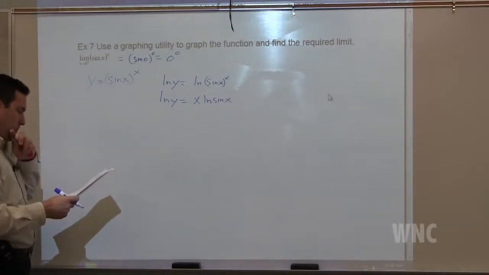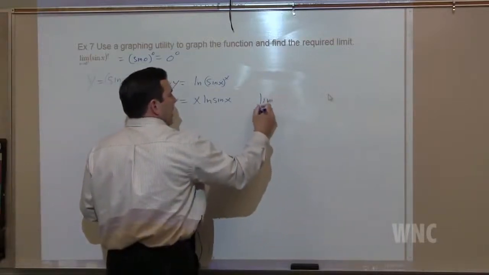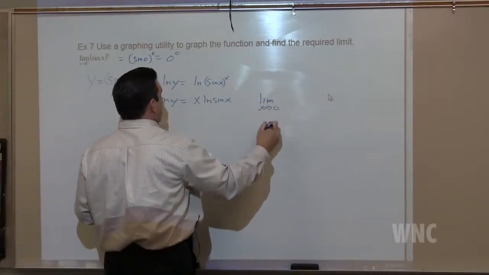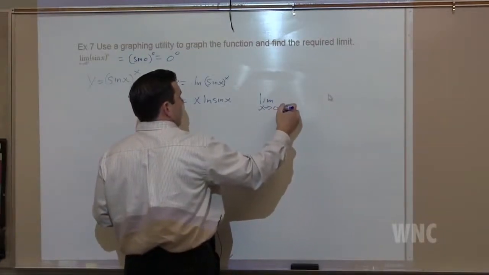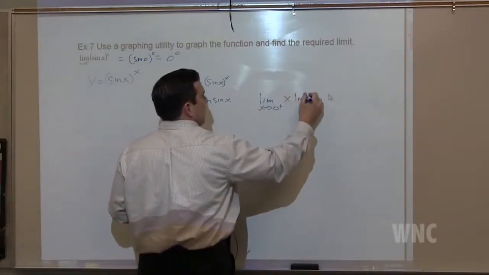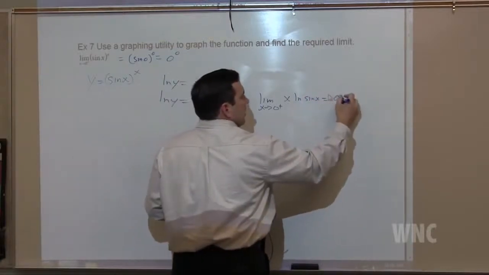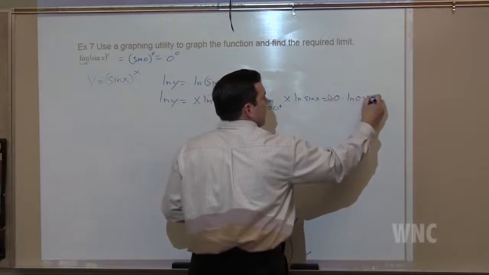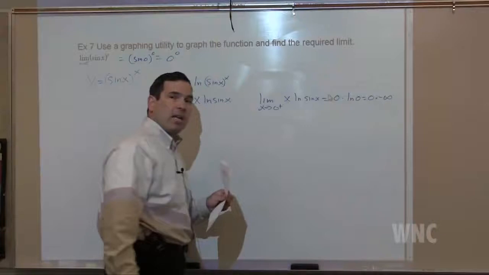Now if we took the limit as x goes to 0 from the right side of x natural log of sine x, what we have is 0 times natural log of 0, which is 0 times negative infinity. So we have an indeterminate form.